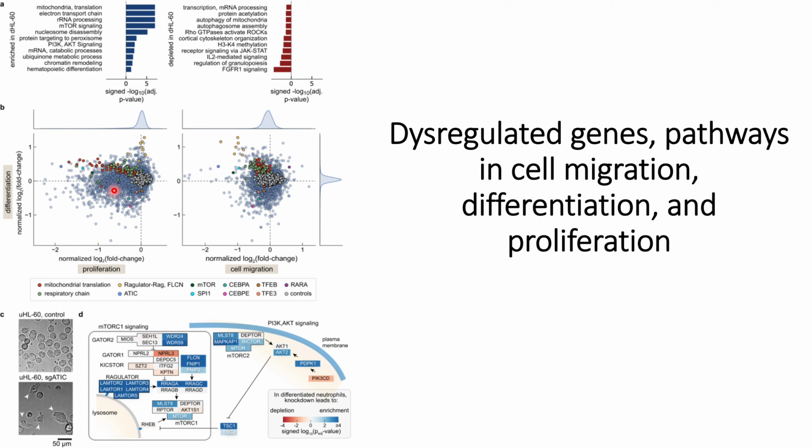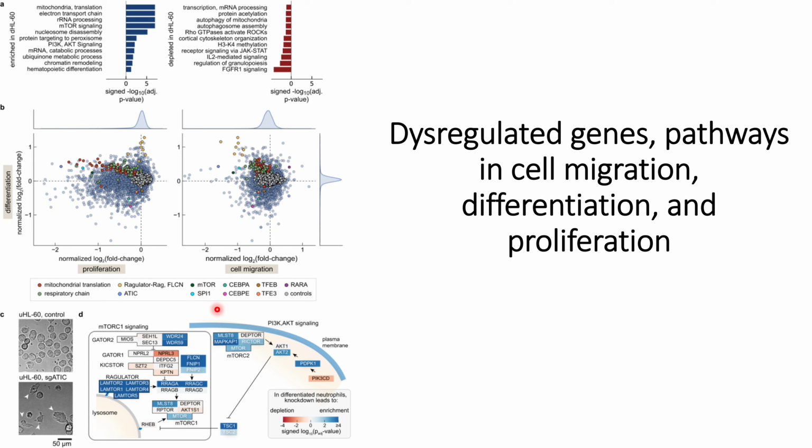What they were able to find is, for example, that these mitochondrial translation genes are upregulated in the case of differentiation, but they are downregulated for proliferation and migration, as they are on the negative side for proliferation and migration. Then genes such as those of the mTOR signaling pathway are upregulated for differentiation but downregulated in proliferation and cell migration.